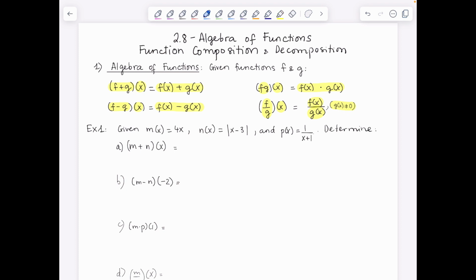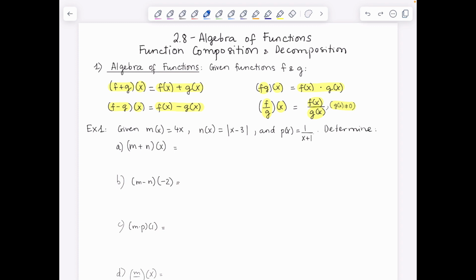Let's look at this example. We have m of x is equal to 4x, n of x is equal to absolute value of x minus 3, and p of x is equal to 1 over x plus 1. Determine m plus n of x.